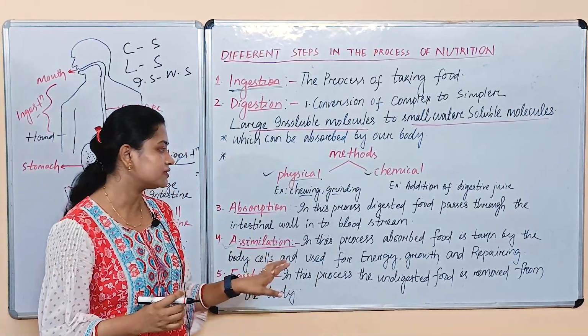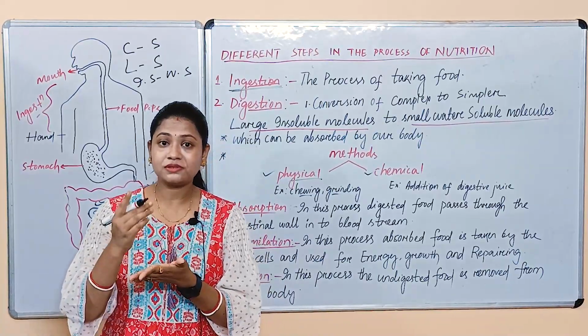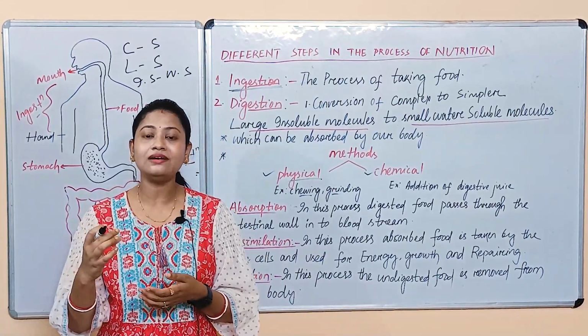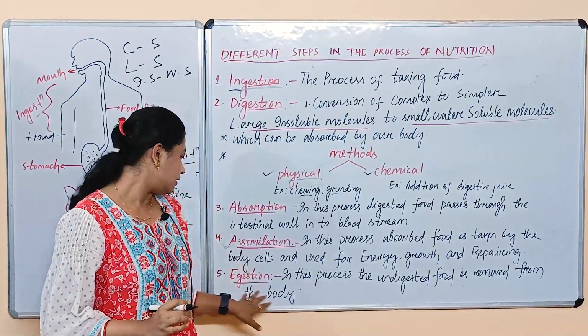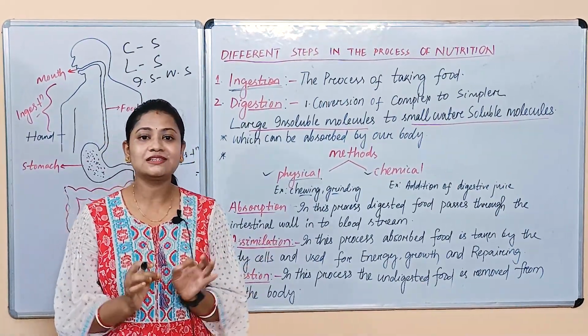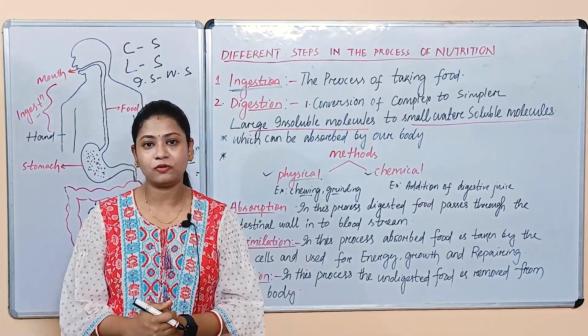Next, the assimilation process. In this process, the absorbed food is forwarded to the body parts through the body cells. Then the egestion process. In this process, the undigested food material is removed from our body.